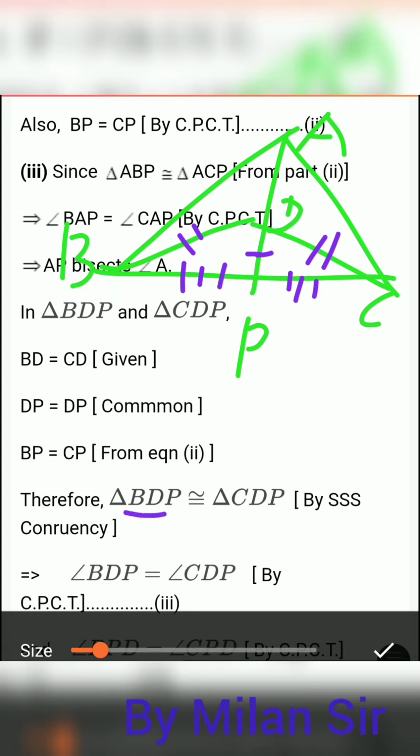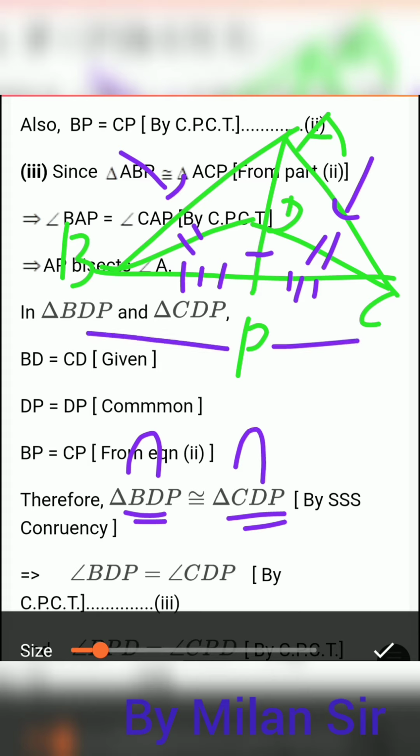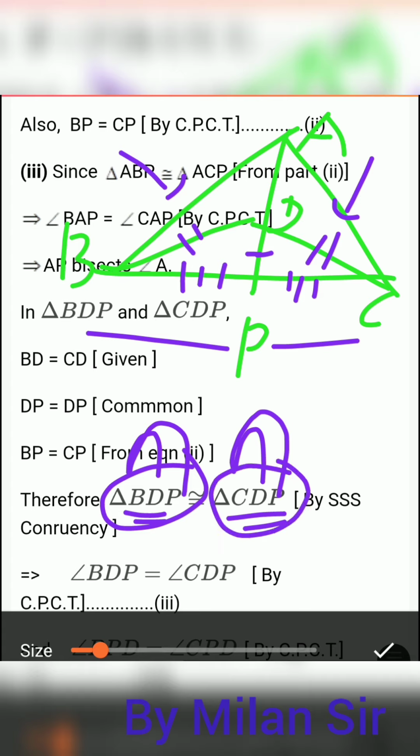So triangle BDP is congruent to CDP. Here BD is equal to CD, first and second position. Then BP is equal to CP, first and third position. So BDP is congruent to CDP by SSS congruency criteria.